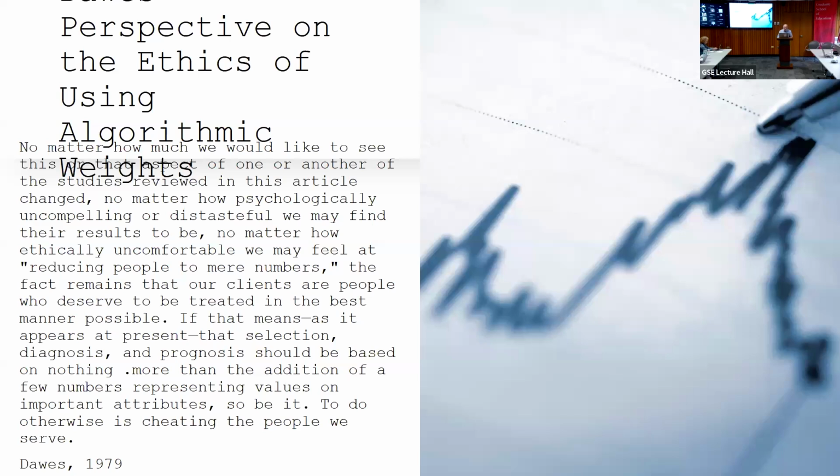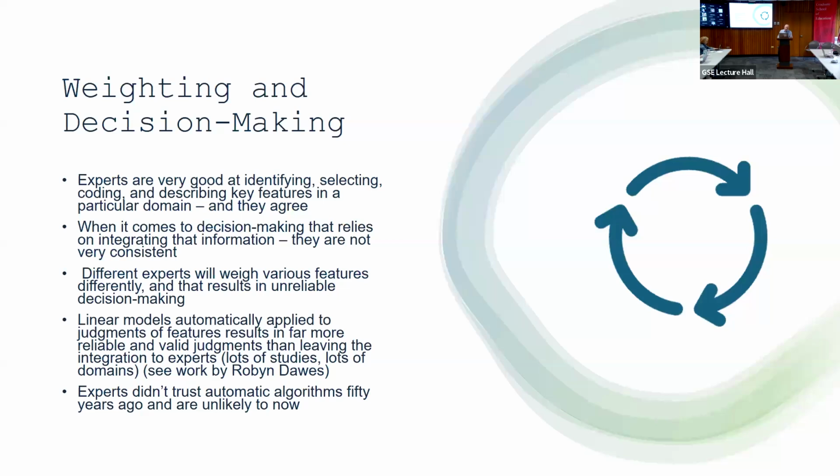Okay, so Robyn Dawes did a lot of this work. And what he argued is that you are much better off using an algorithm, actually mathematically weighing the different attributes that experts give and coming to a total score, than having the experts make those judgments. Not only is it more reliable, it's also more valid. So they did this over many fields, many different domains.